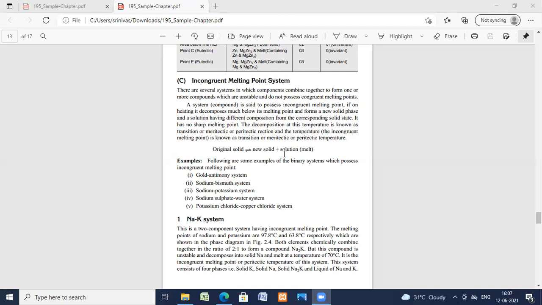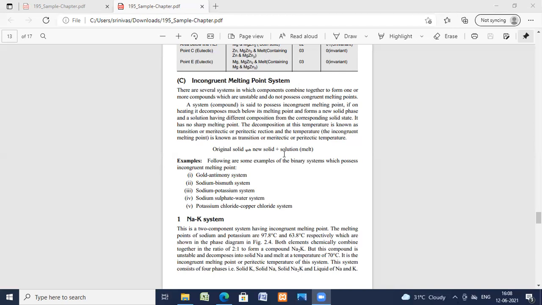And the second type of system is the two components combine to form a compound with congruent melting point. That is, two components form a solid compound, an intermetallic compound. It is stable up to its melting point. And the example was the magnesium zinc system discussed in the previous class.